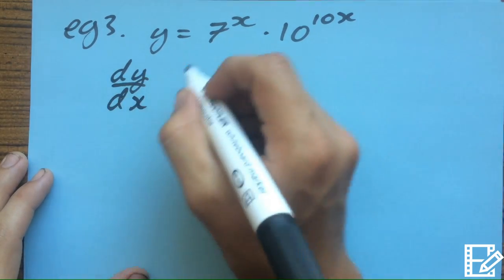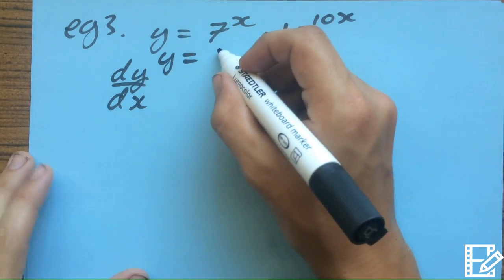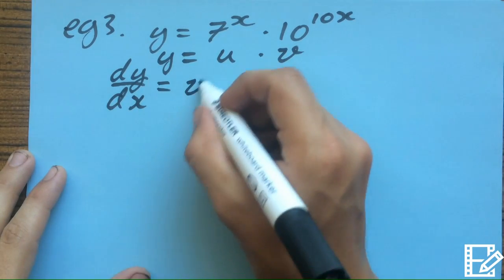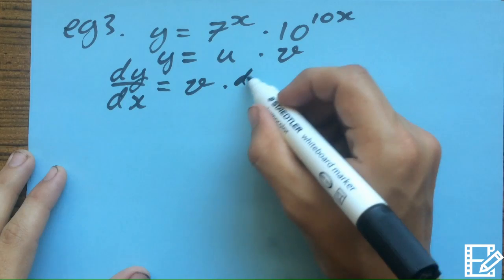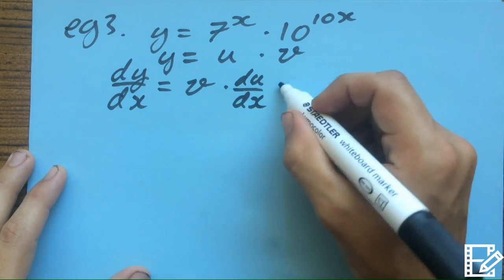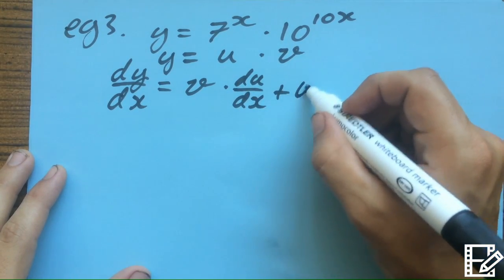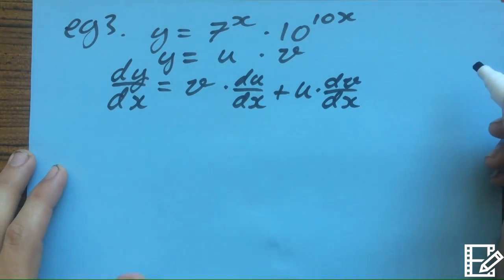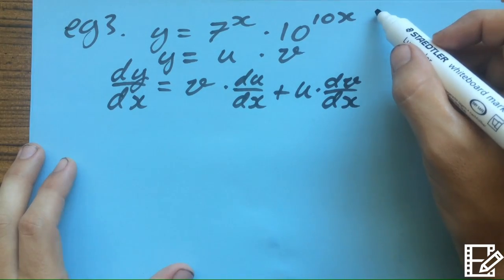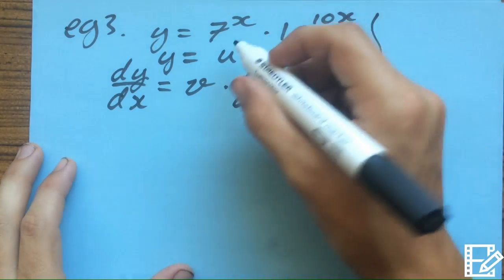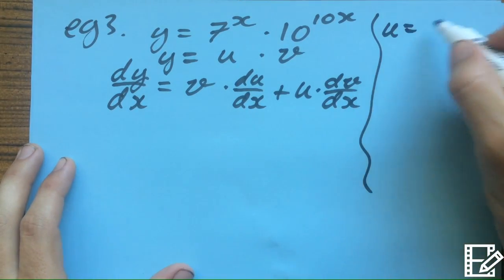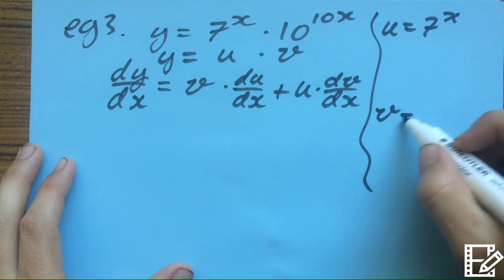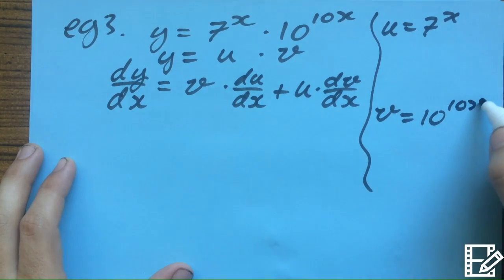But so we have our first function, and we have our second function. The formula is v multiplied by the derivative of u plus u multiplied by the derivative of v. If we separate it, we put u as 7 to the power of x, and we put v as 10 to the power of 10x.